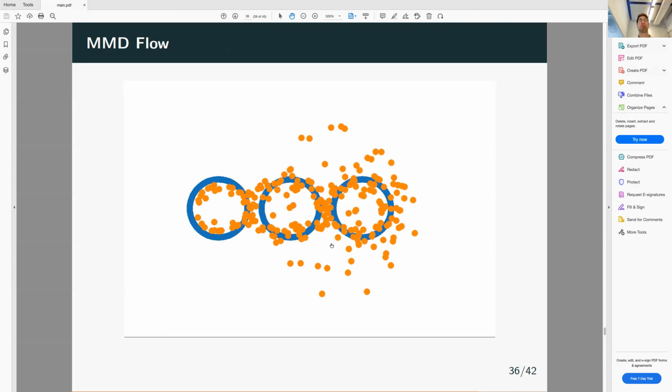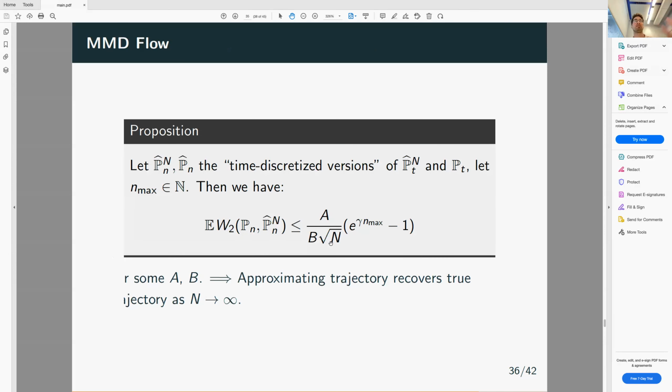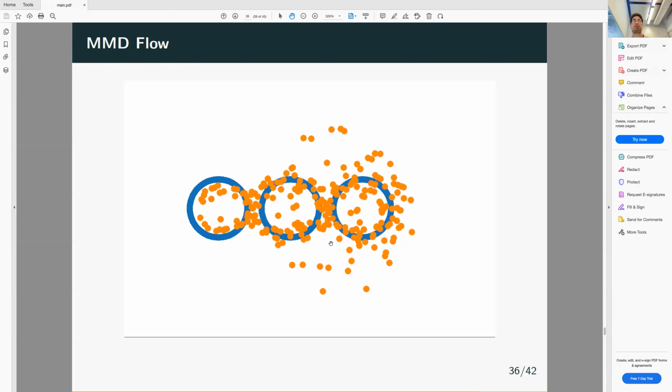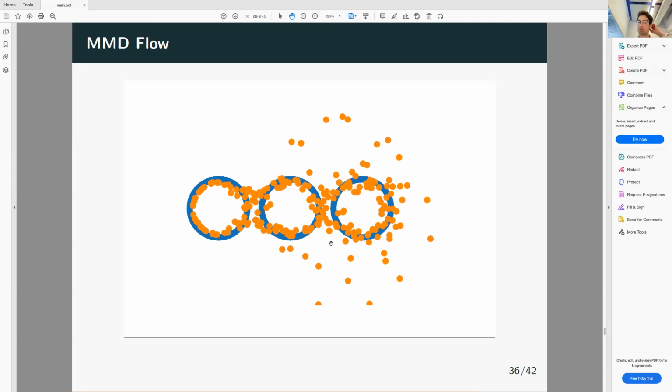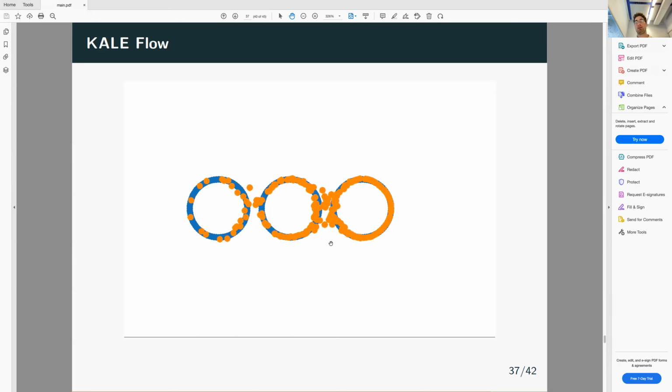Now that we have access to a simulation of the KALE flow, we can actually look at what the trajectories are. Here is the MMD flow, as I showed at the very beginning. That's not very sensitive to support mismatch. And here on the other hand is the KALE flow. On the KALE flow, KALE really enforces constant matching between the target and the source distribution support. And because of that, you get much better behaved flows in some settings, right? For example, in this specific setting.